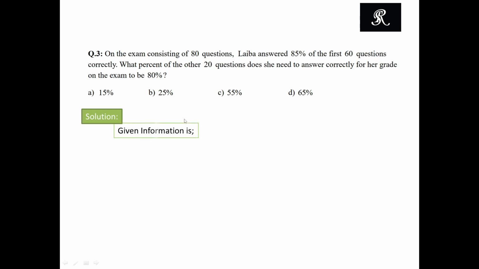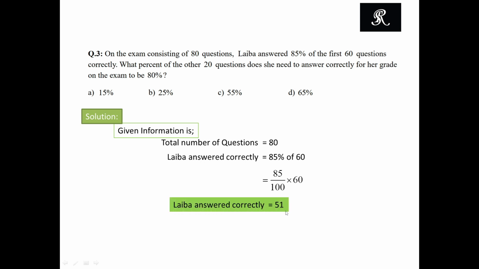So, the first given information is: on an exam consisting of 80 questions. What does it mean? The total number of questions is 80. Next, Laiba answered 85% of 60 questions correctly. This means Laiba answered correctly 85% of 60. Now we will use those replacements, the mathematical expression, and we will solve it. In this way, we will end up with 51. This means she answered correctly 51 of the first 60 questions.